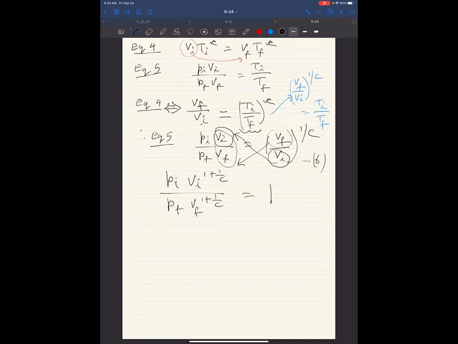So it looks like we have a relation, but this 1 plus 1 by C is kind of peculiar, right? Remember what was C? C was CV by NR. So let's see what we can say about this 1 plus 1 by C. And this is where degrees of freedom will show up.